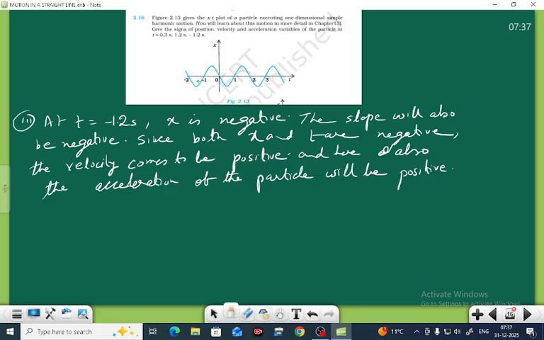Here you see x is at time minus 1.2 second. X is negative. The slope will also be negative. Since both x and t are negative, the velocity comes to be positive. And here also the acceleration of the particle will be positive.